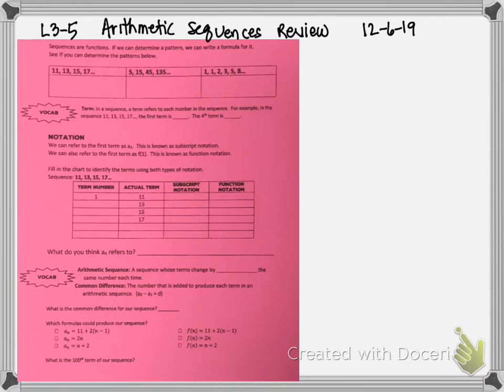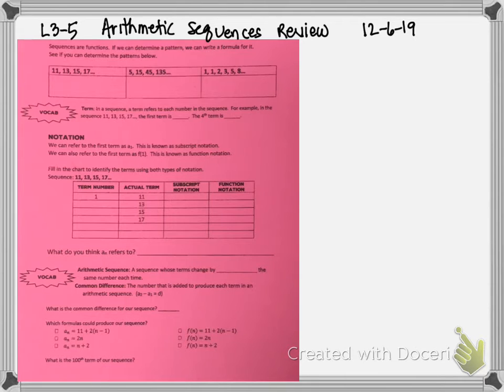It says sequences are functions. If we can determine a pattern, we can write a formula for it. See if you can determine the patterns below. So 11, 13, 15, 17. What is the common difference, or is there one?